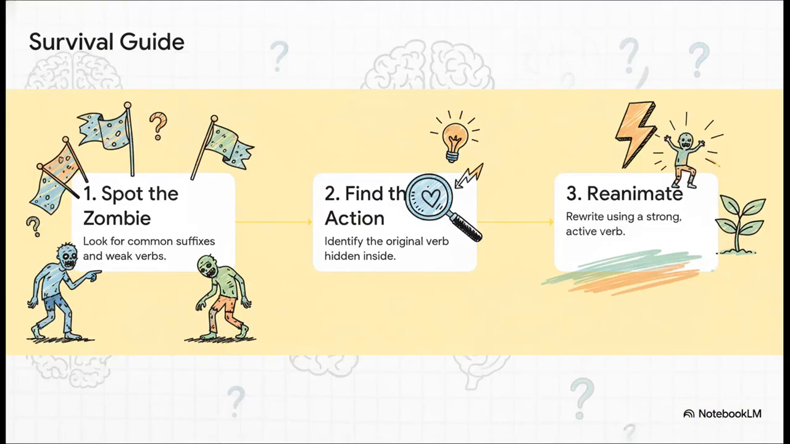And the plan is simple, just 3 steps. First, you spot the zombie, using those suffixes we just talked about. Second, you find the living verb that's trapped inside it. And third, you rewrite the sentence to bring that verb back to life. Let's see it in action.